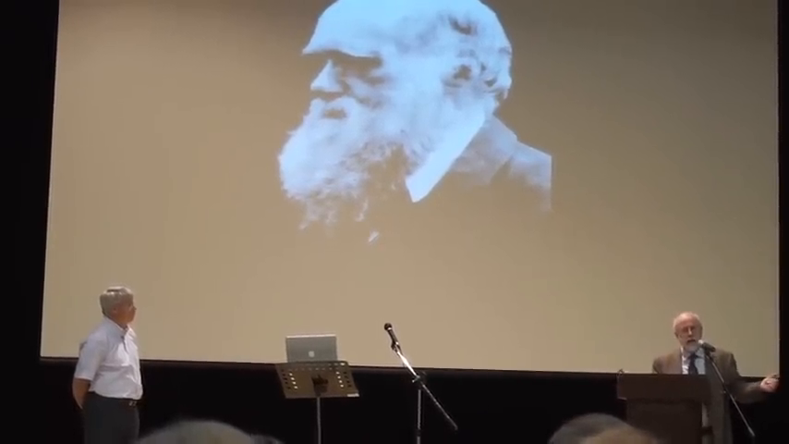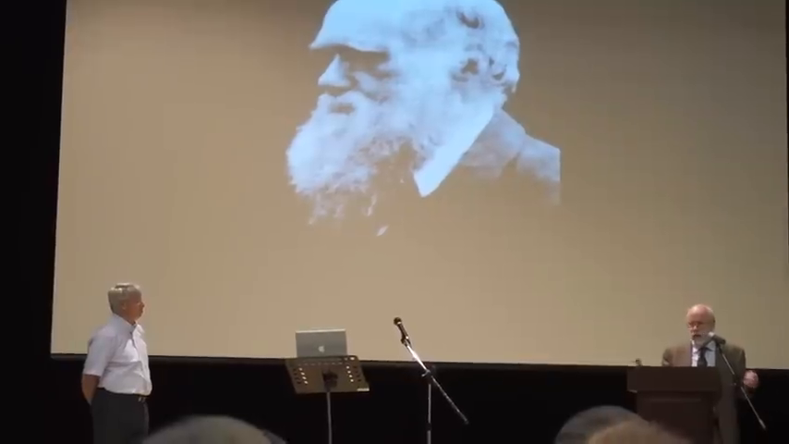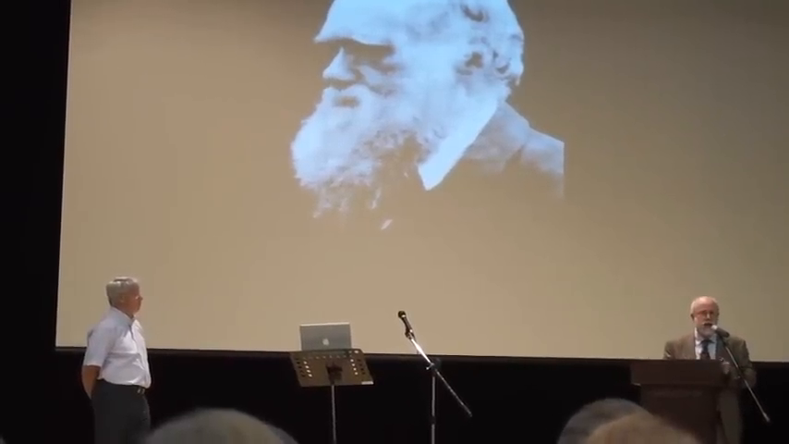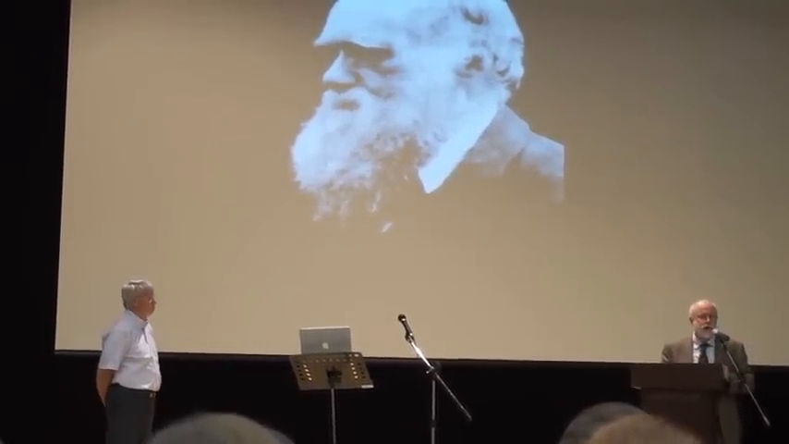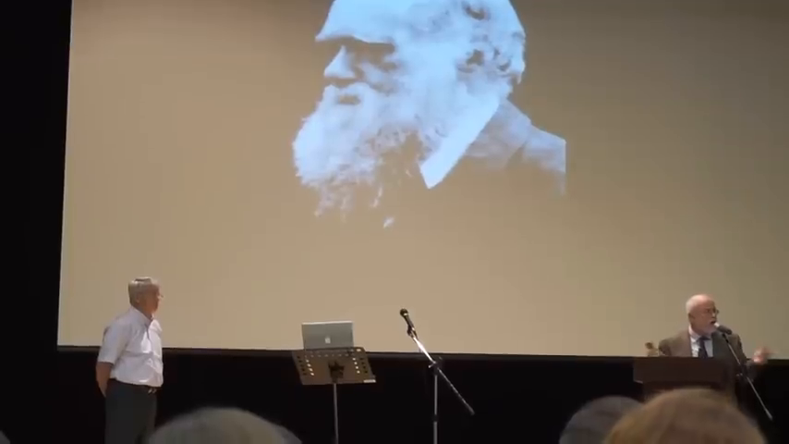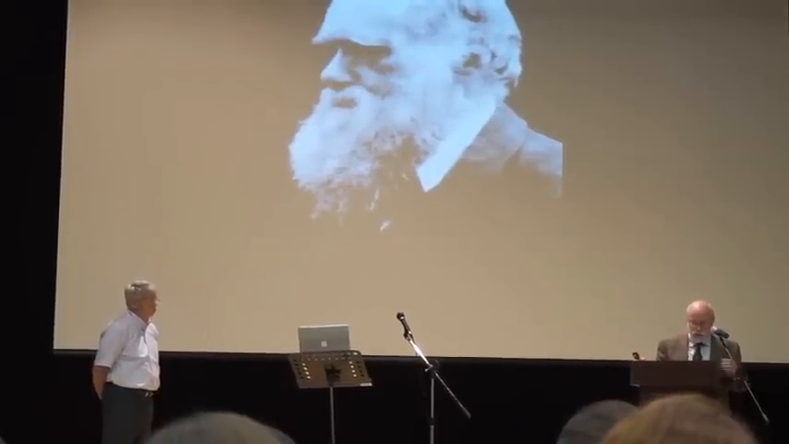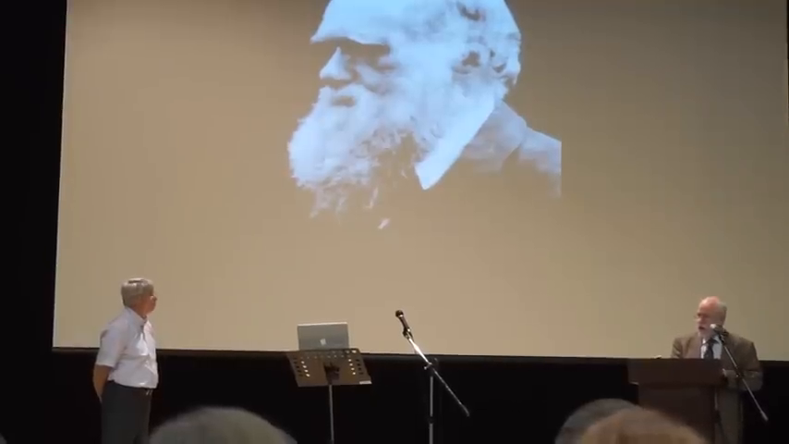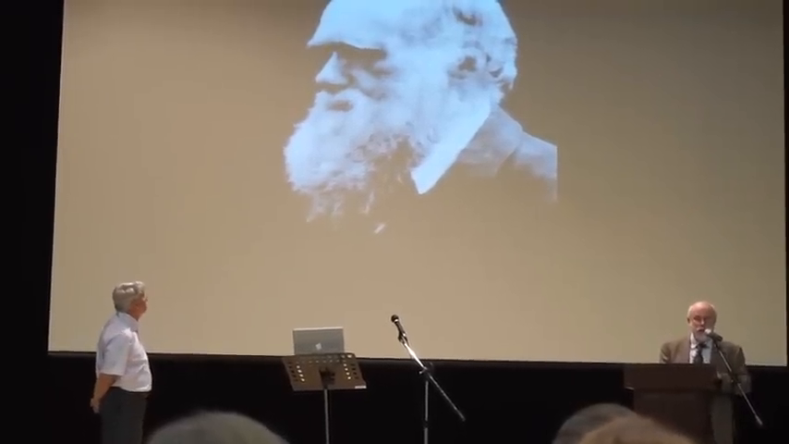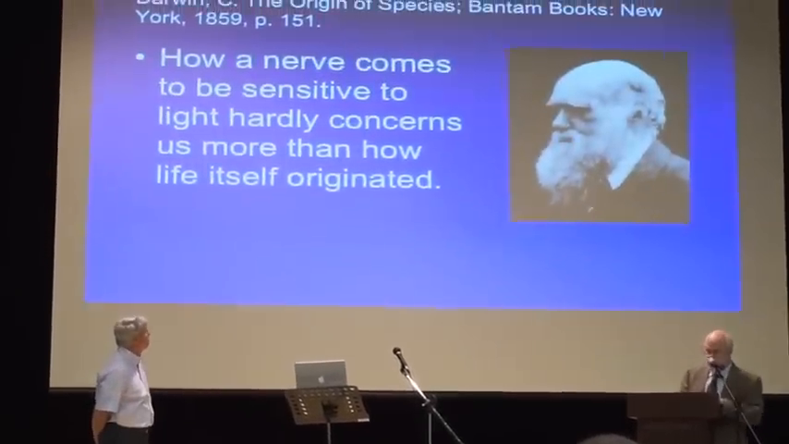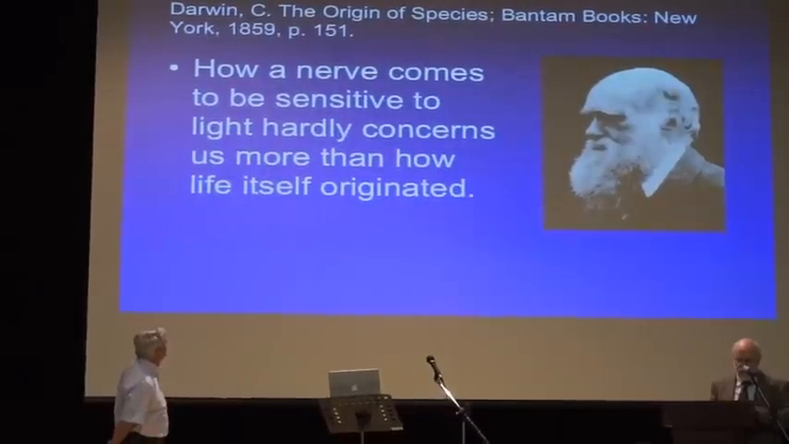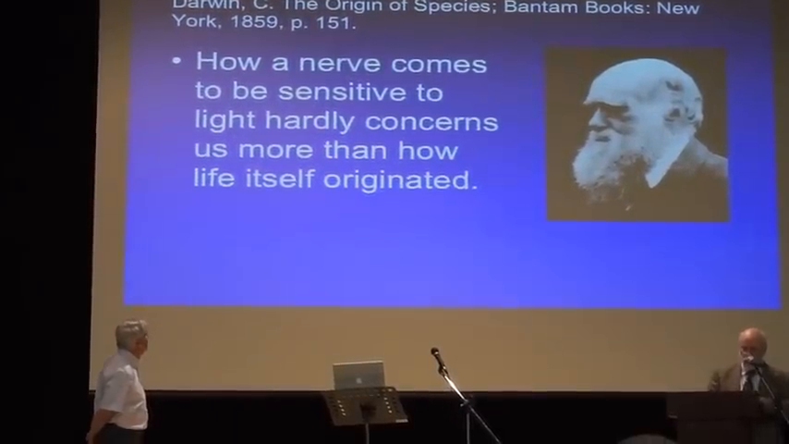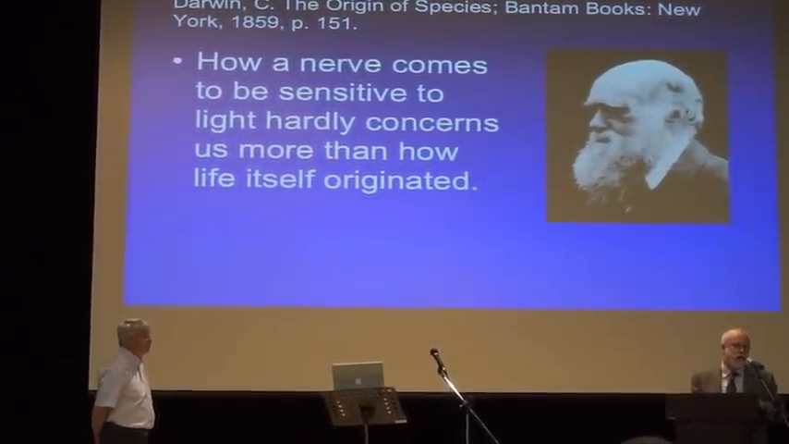Now, what does it take to make a light-sensitive spot? This podium is not light-sensitive. The floor is not light-sensitive. What does it take to make a light-sensitive spot? Turns out that Darwin didn't even know. And in his book, he wrote the following. He says, "How a nerve comes to be sensitive to light hardly concerns us more than how life itself originated."